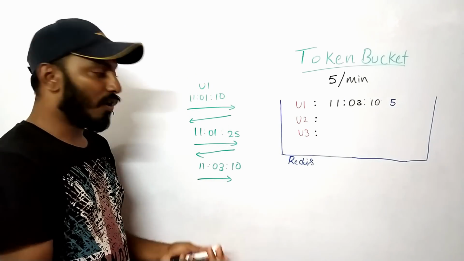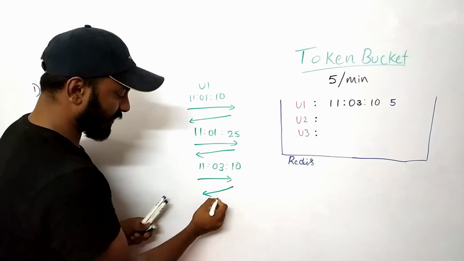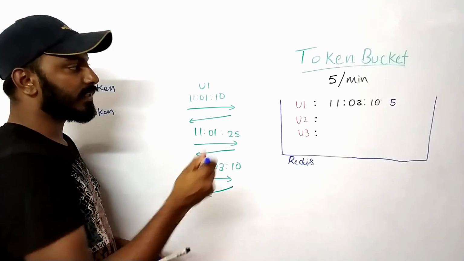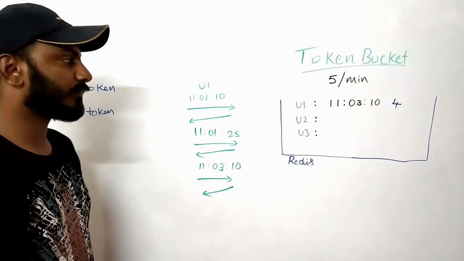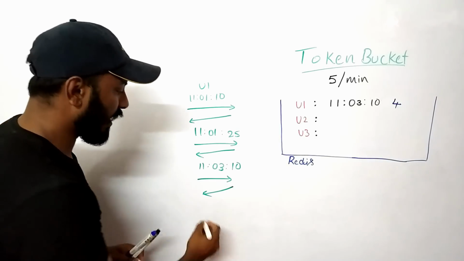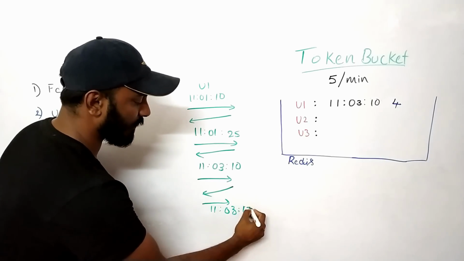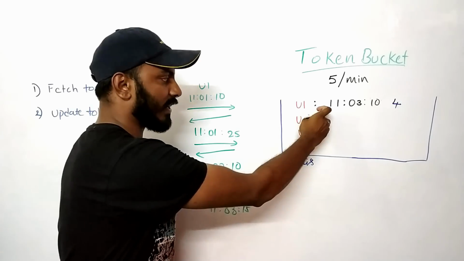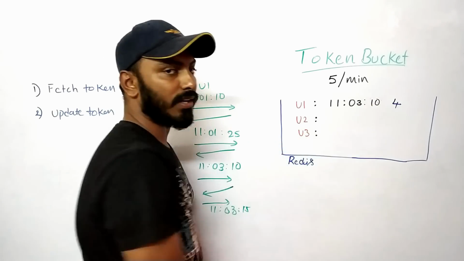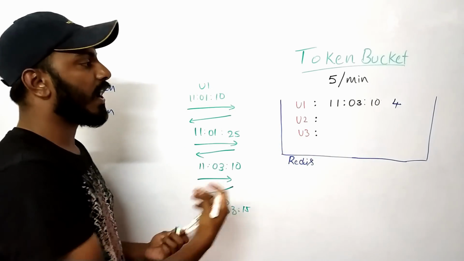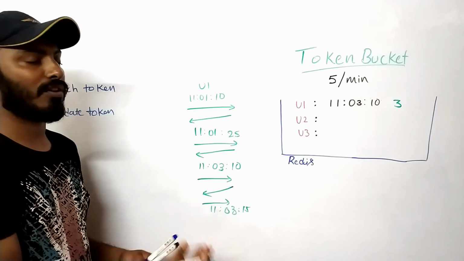Now we also know that since we have 5 tokens, we can serve this response. So let's serve, and decrease this token to 4. If the next request comes in at the same minute, that is 11:03, say 15 second, what do we need to do? Again, check that information, 11:03 minute, and we have 4 tokens. That means we can serve the response. So decrease this token from 4 to 3. We can keep on doing the same thing.